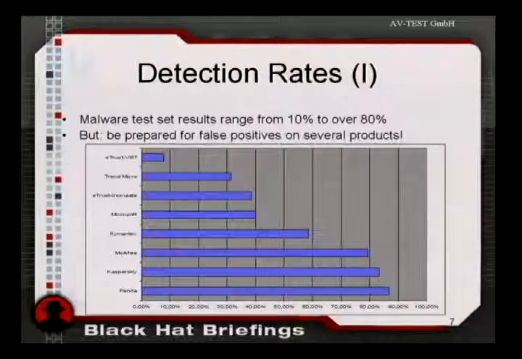The detection rates go from below 10%, which can't really be called detection because it's maybe just some lucky findings, to over 80%. But again, 80% doesn't really mean 80%. What we mean by that will be shown in a few slides ahead when we talk about false positives.